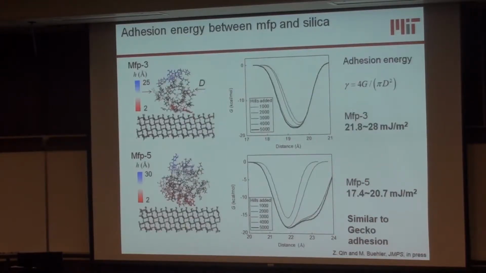And then we study each of those conformations, what's their surface energy, to attach to those silica substrates. So for this MFP, mussel foot protein 3, it is 21 to 28 millijoule per meter squared, and for this MFP5 is also a similar number, and it's similar to the gecko adhesion energy.